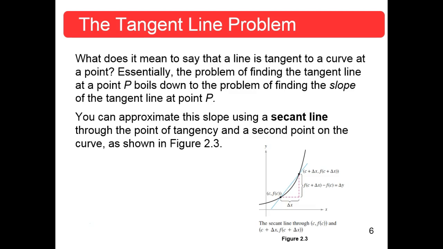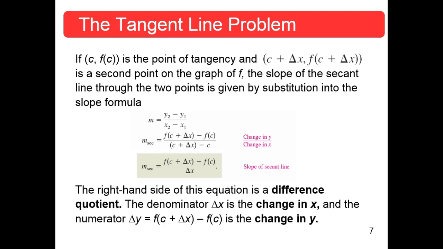That slope of the secant line doesn't give you the slope of the tangent line, but the limit as delta x approaches 0, that could happen. All right. So if (c, f(c)) is the point of tangency, and c plus delta x is a little bit further there, and f(c plus delta x) is a little bit further up there, a second point on the graph of f, then the slope of the secant line through the 2 points is given by substitution into the slope formula.